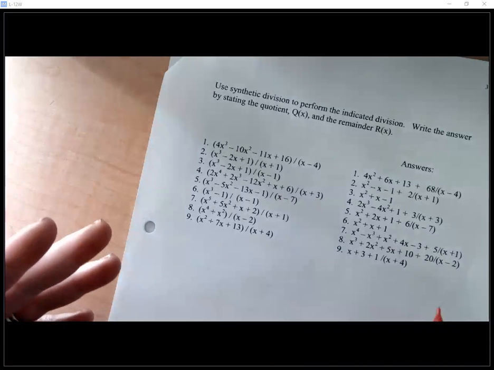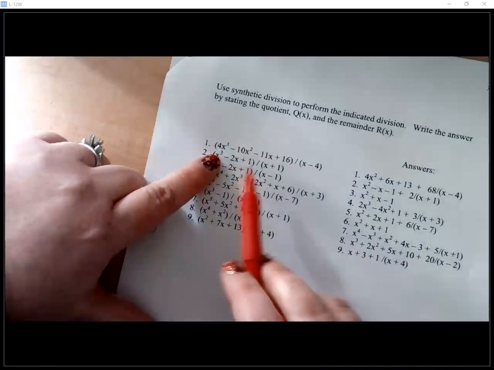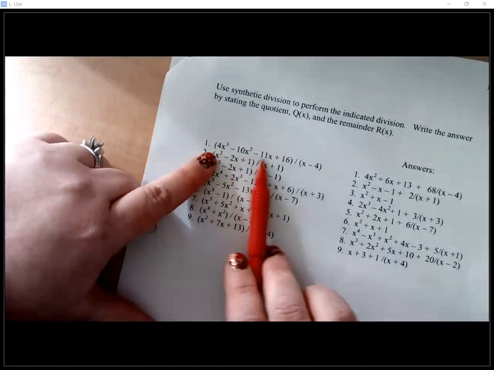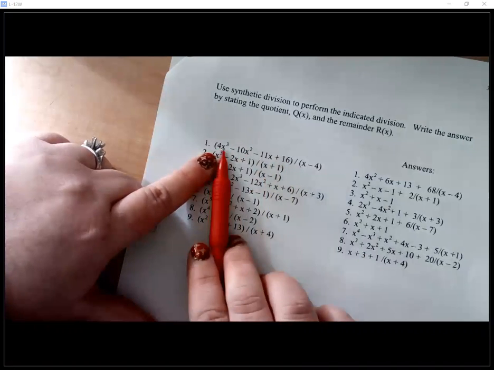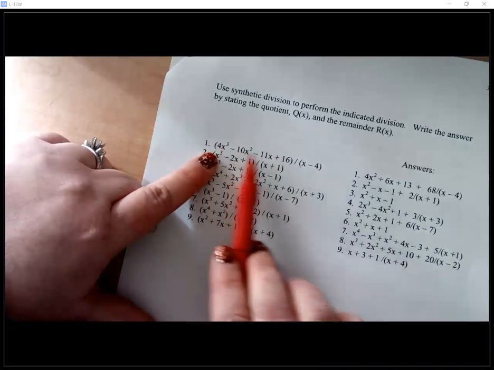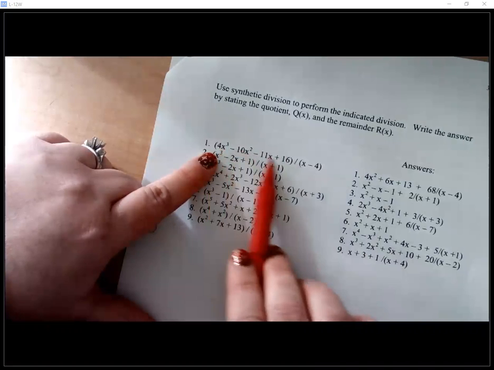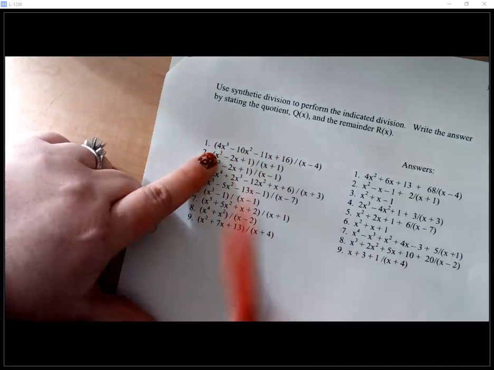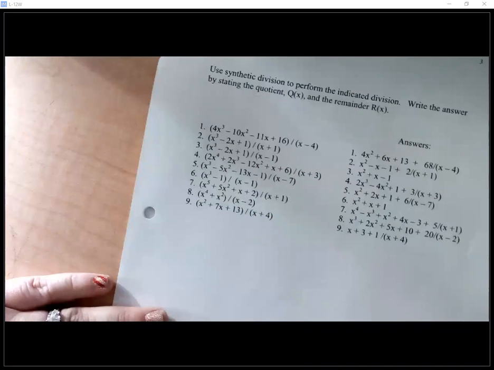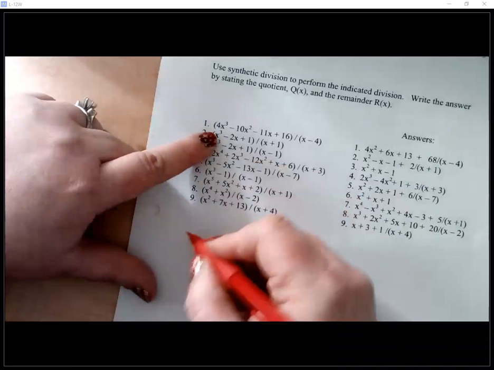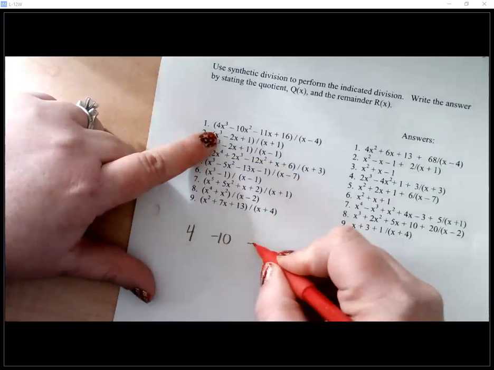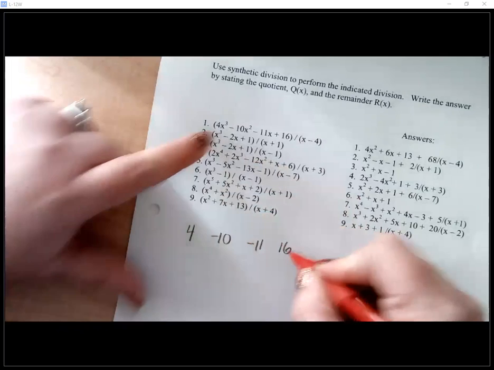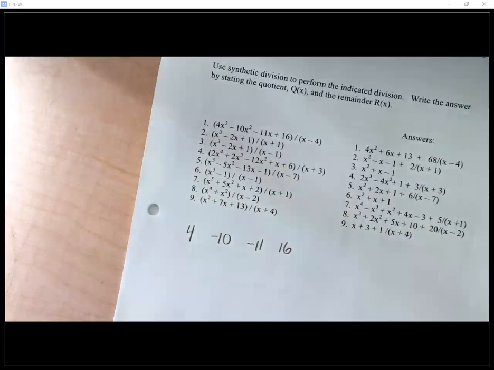What we're going to start off with is I'm still going to check that there's no missing degrees, just like I would if it was long division. So I have x to the third, second, first, none. I have all my degrees represented right there. The first thing that I'm going to do is write down just the coefficients. So 4, -10, -11, and 16. Go so fast, you're going to miss this.